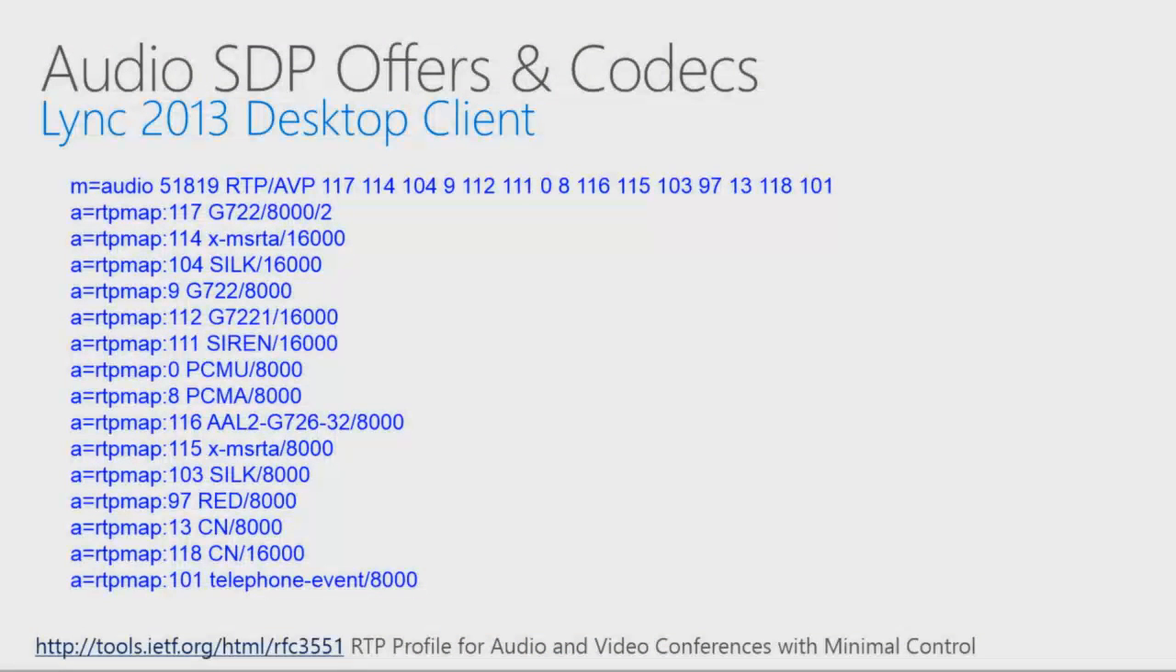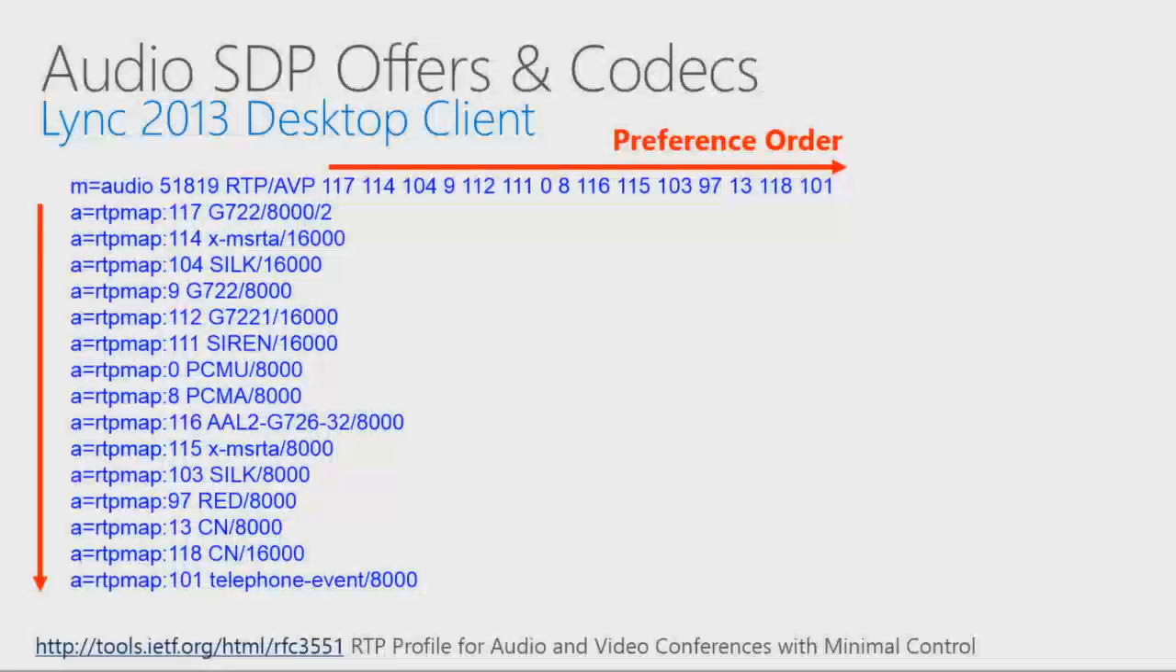This is the SDP list of codecs when you invite the audio conference, or just do a peer-to-peer session, so it's the same. The client will always send the same codecs to the server. If you know about SDP, you know that the preference is in going with the order, from left to right. So we prefer codec 117 above 114, above 104, and so on. The preference is important here. And of course, all the codecs are listed underneath.